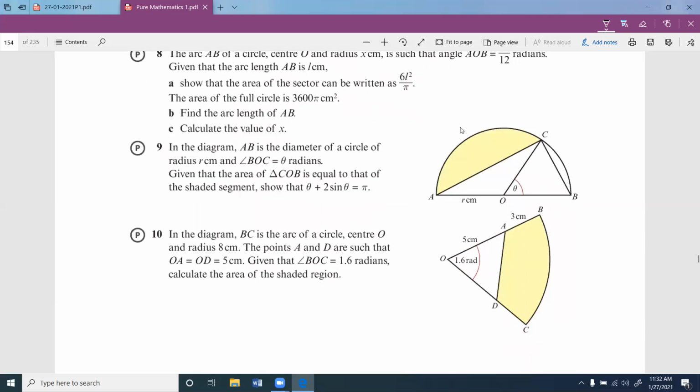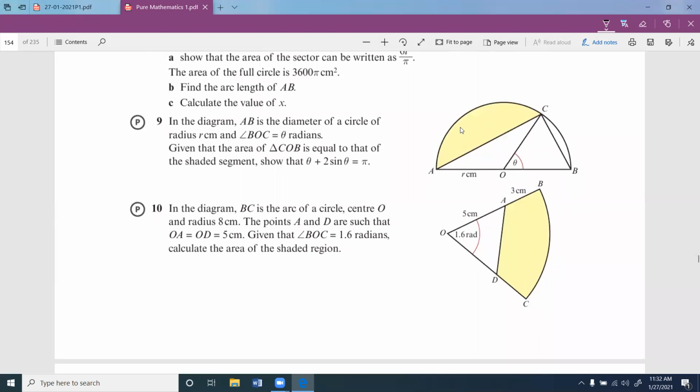Yes, over here. So if you come up with this question today, in the diagram, AB is the diameter of a circle of radius R and angle BOC is theta. Therefore, if this angle is theta, what can I say about this angle? 180 minus theta, or you can say pi minus theta. Pi minus theta. Given that the area of COB is equal to the shaded segment. This entire stuff. COB, it's equal to this much. Show that this.